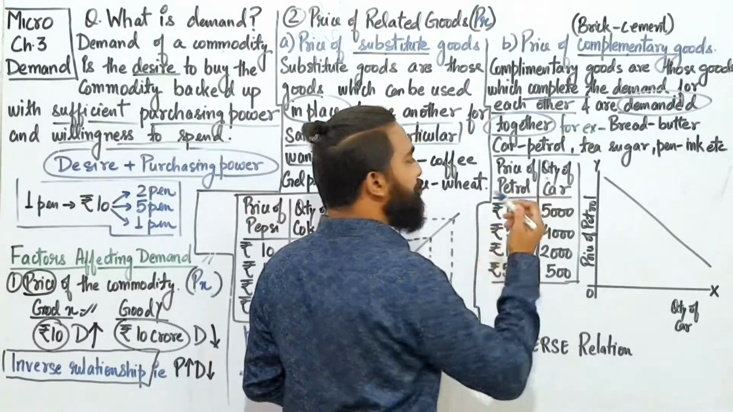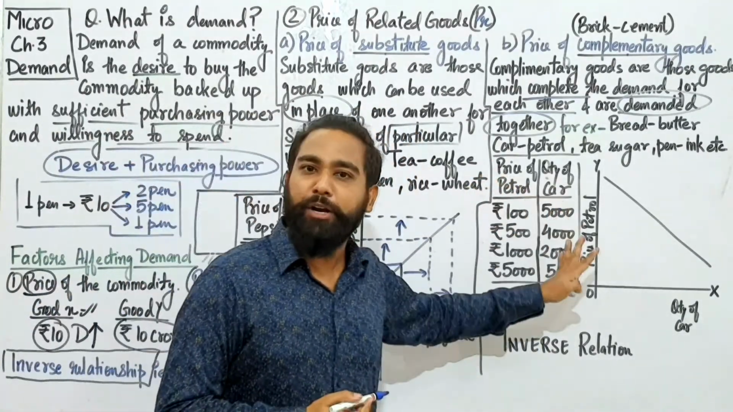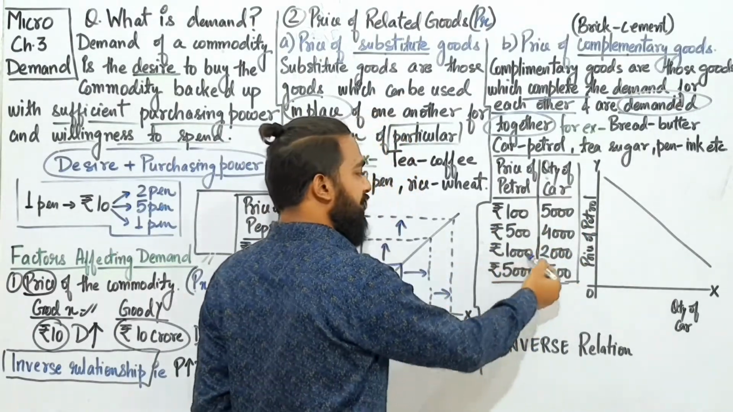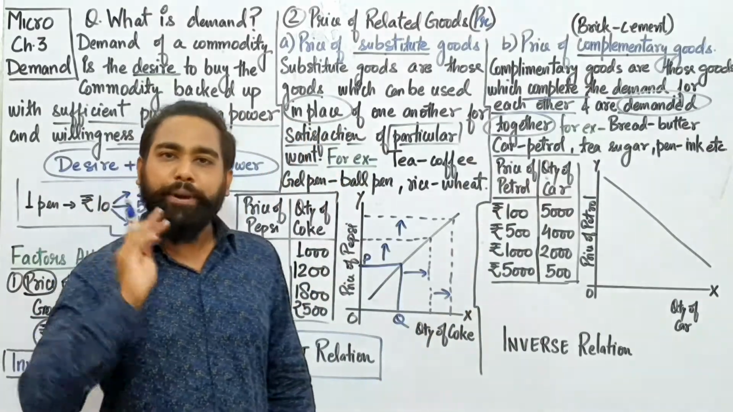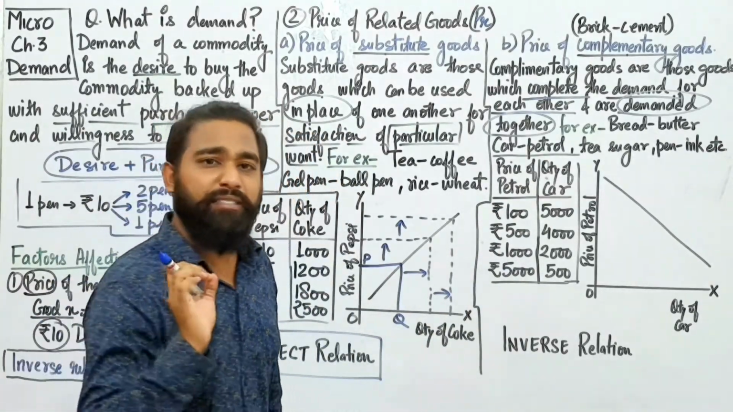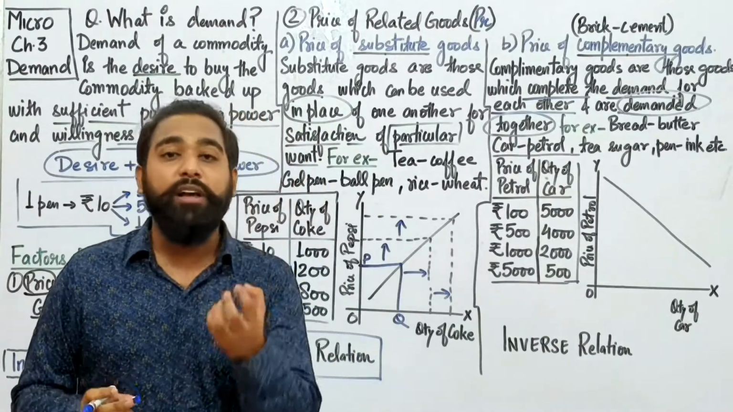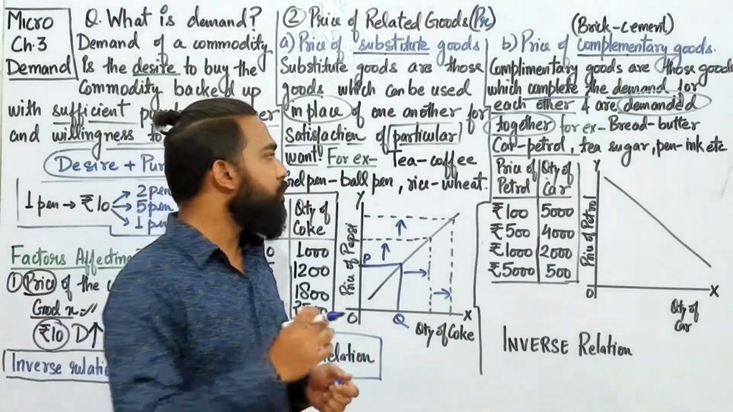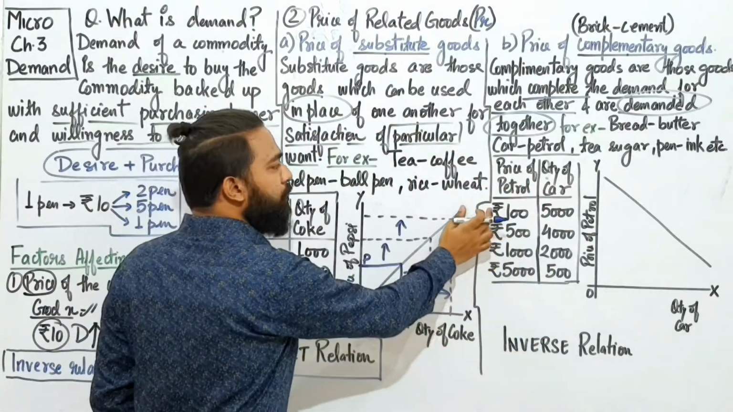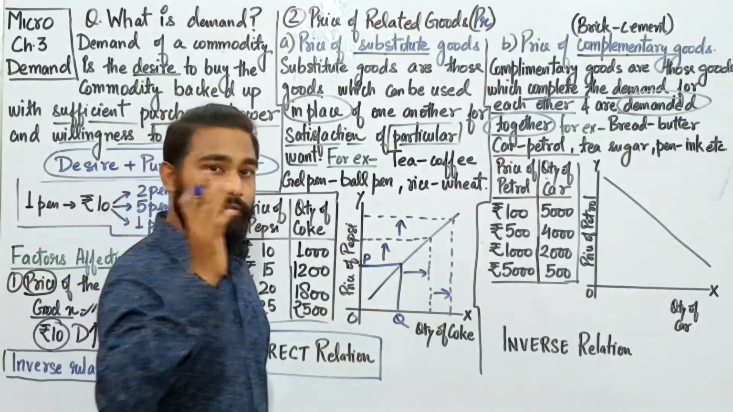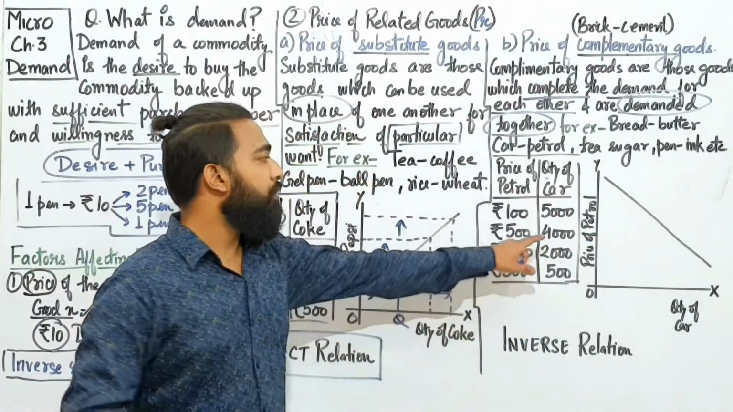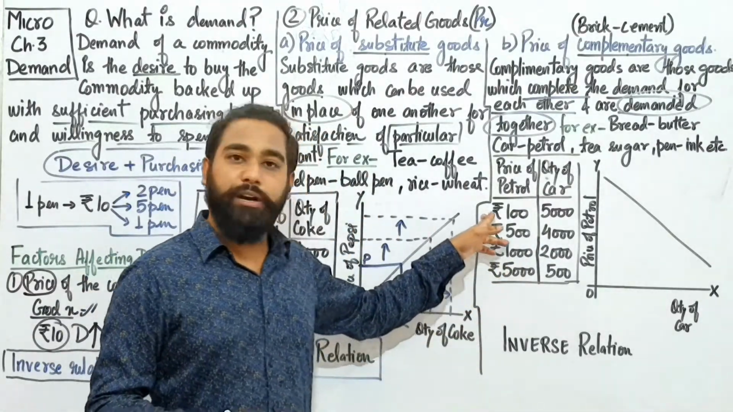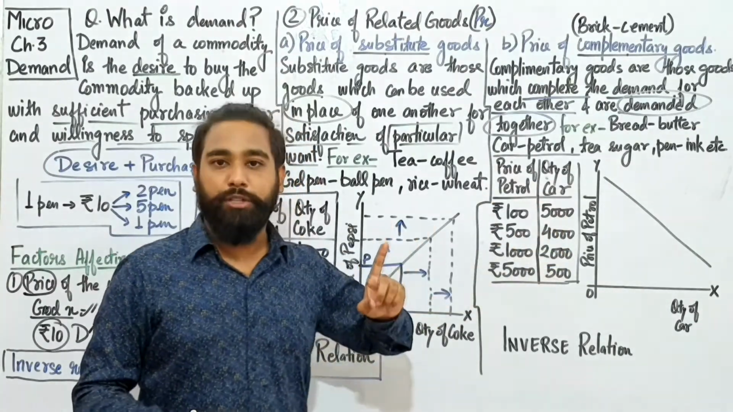Suppose I have taken the example of petrol and car. Suppose the price of petrol is increasing. First it was rupees 100, then it rose to 500, then again to 1000, then 5000. Now if the price of petrol is going to increase, then there will be a decline in the purchasing of cars. If petrol is going to increase again and again, then people are not going to buy cars. So when the price of petrol was rupees 100, the quantity of cars which were demanded was 5000.